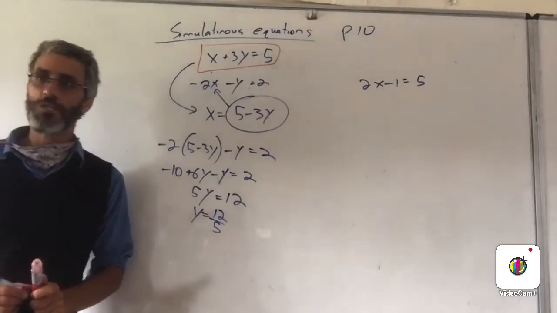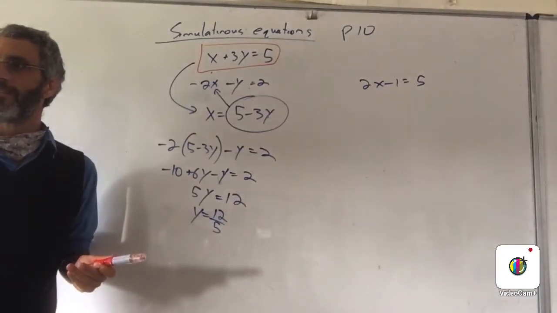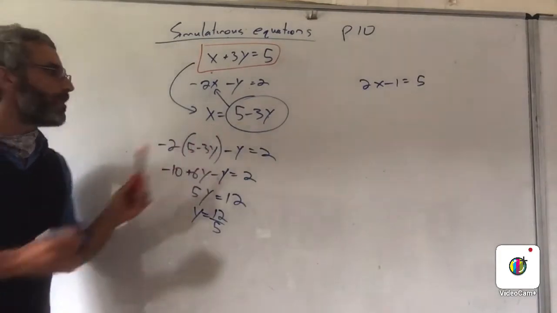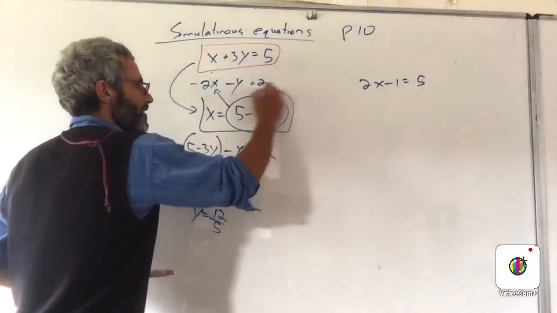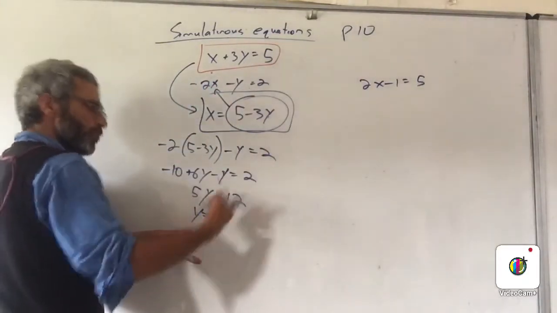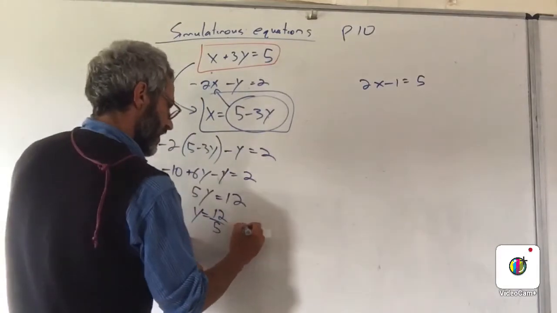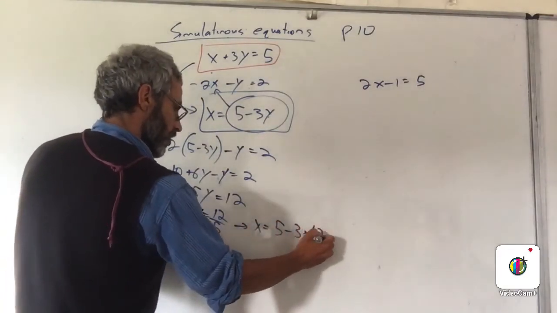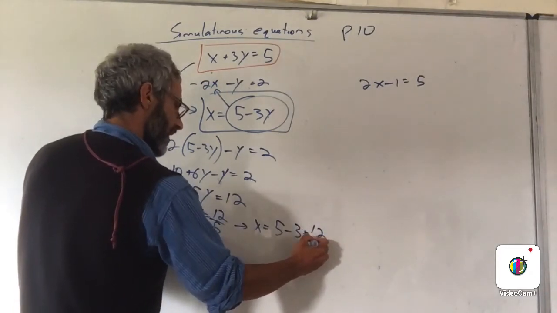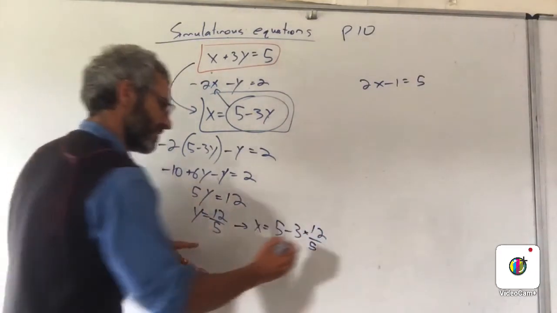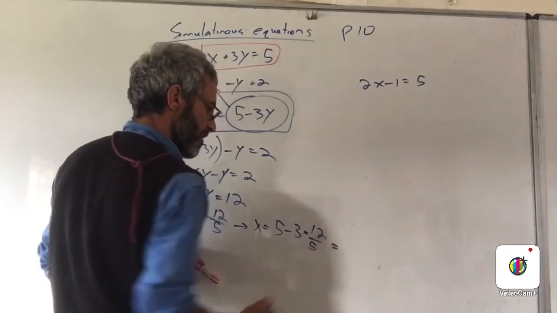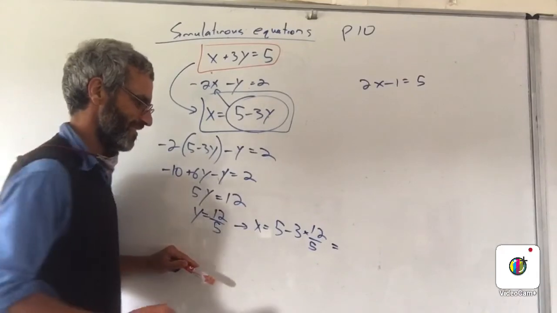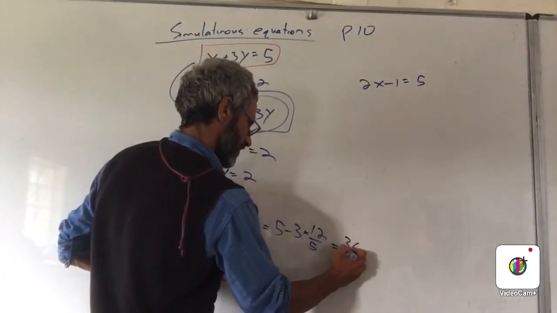Okay, are we finished? No, we still need to know x. How do we know what x is? We already had a relationship between x and y, so now we're going to substitute the y into it to find the x. Therefore x equals 5 minus 3 times 12 over 5, which again is not a very nice number, and maybe you can put that in the calculator for me. 36 over 5.